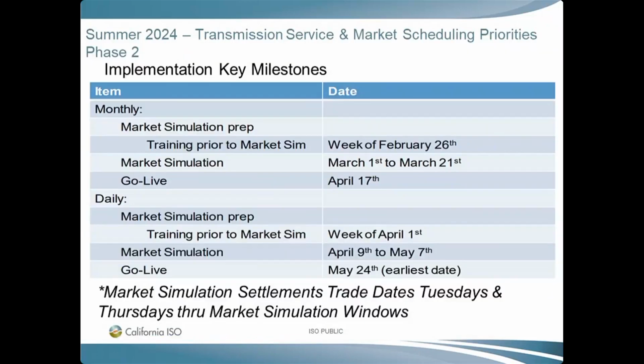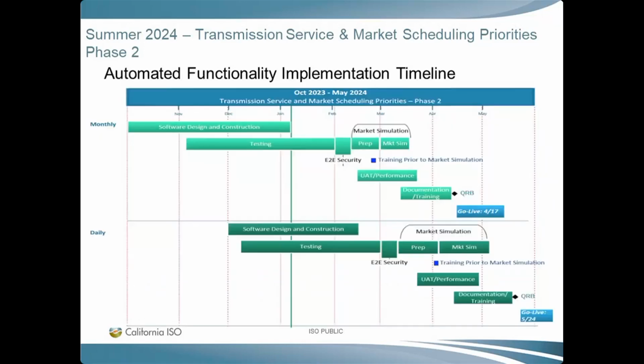Okay, we do have a couple other slides to support this too. We have training, as Cynthia mentioned, planned for February 27, and then the market simulation is planned to start shortly after that, on March 1st through March 21st, for the April 17th go-live. Then we have a following market simulation in April for the second phase of this implementation. We plan to settle on our normal trade dates of Tuesdays and Thursdays through the market simulations. And here is just a reference overall timeline for the automated functionality.